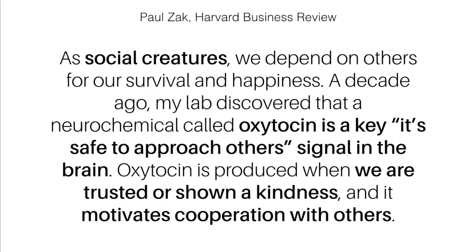As social creatures, we depend on others for our survival and happiness. A decade ago, Paul Zak and his lab discovered that a neurochemical called oxytocin is a key "it's safe to approach others" signal in the brain.